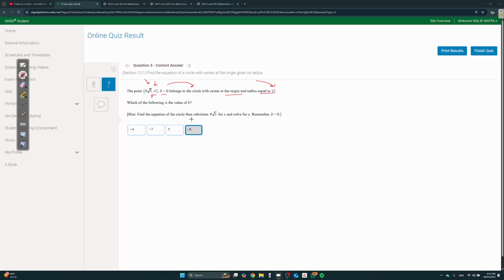Before I proceed any further, they gave you the hint, they told you what to do. I need to know the equation of the circle, right? If I want to find the y coordinate that's on the circle. Very easily we can find the equation of the circle, knowing that the origin is the center. So the equation would be x minus 0, which is x squared, plus y minus 0 squared, so y squared. Origin means 0, 0, that's why I'm doing minus 0, is equal to 12 squared. So x squared plus y squared is 144, right?